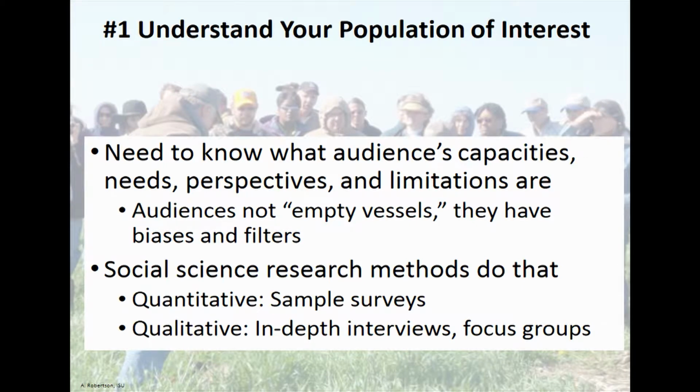Audiences are not empty vessels. They are full of biases and filters, and we all share this. Biases and filters and concepts that shape the way that we process information that is given to us. So we have to understand those biases, filters, and social pressures and so forth in order to meet our audiences where they are. Because if we have assumptions about where they are, they may be very wrong. We may miss the mark. So social science research methods are ideal for understanding where audiences are. So we have quantitative research, which is primarily sample surveys, also qualitative research, which consists of in-depth interviews, focus groups, and different other research approaches to understand what our target audiences think about whatever issue we're focused on.